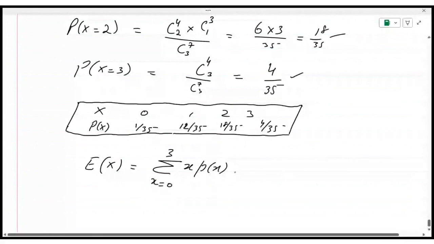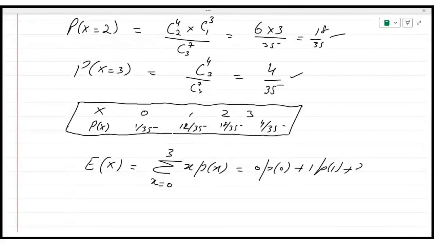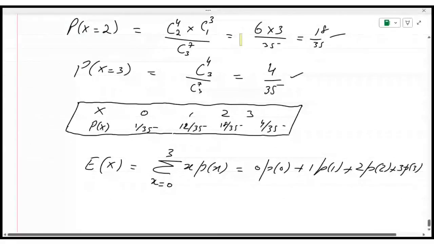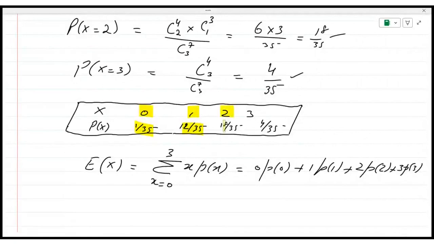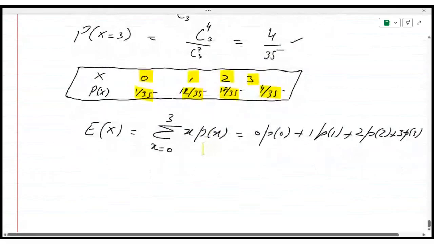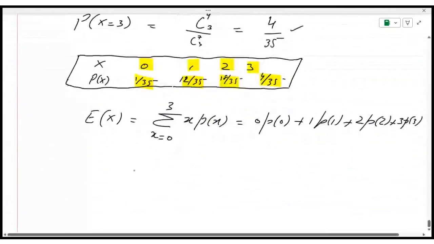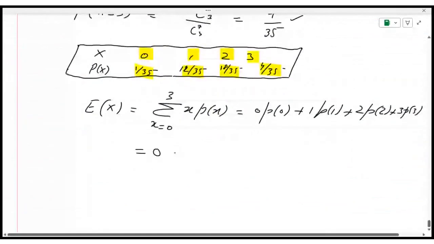So 0 into probability of 0 plus 1 into probability of 1 plus 2 into probability of 2 plus 3 into probability of 3. Okay. So basically you have to multiply 0 with 1 upon 35, 1 with 12 upon 35, 2 with 18 upon 35, 3 with 4 upon 35. And then you have to add. So 0 into anything is 0. 1 into 12 by 35, so you will get 12 by 35.